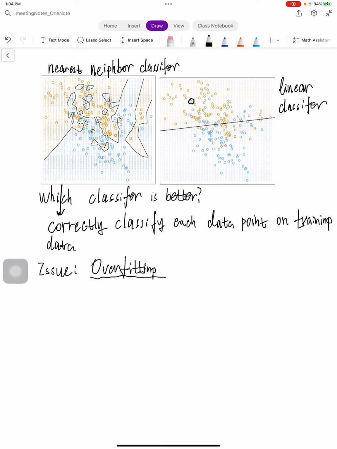Overfitting is always mentioned in machine learning algorithms. It means the model works perfectly on the training data set, but poorly on future testing data.